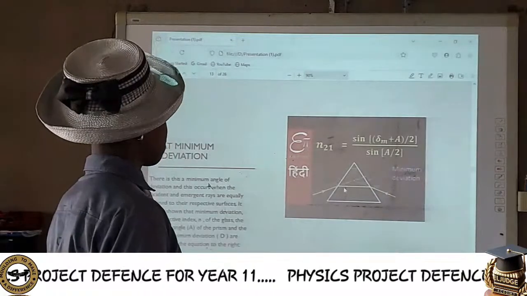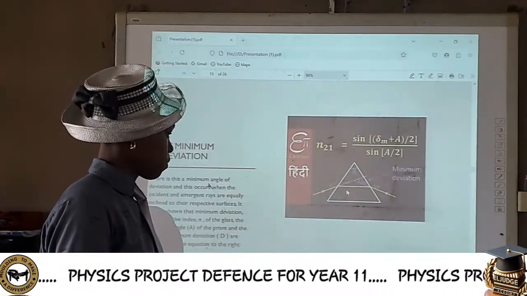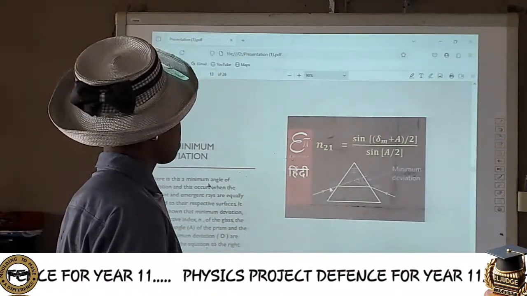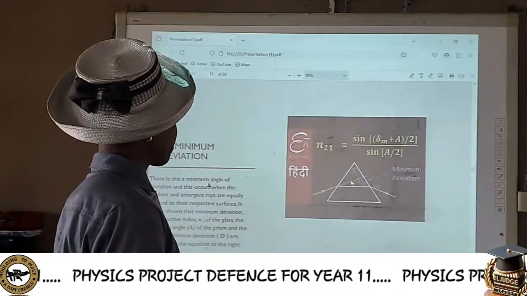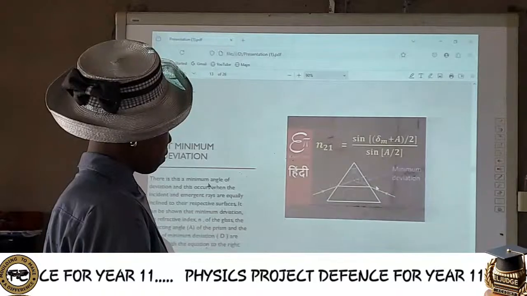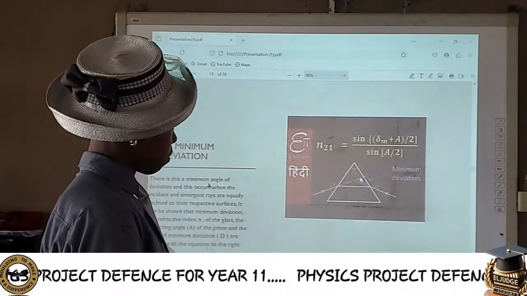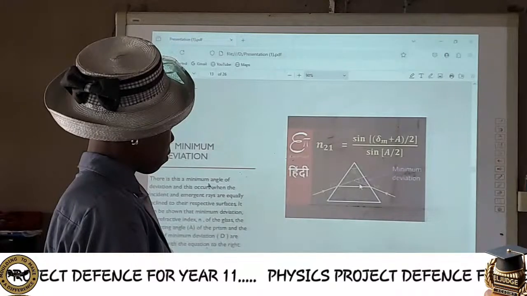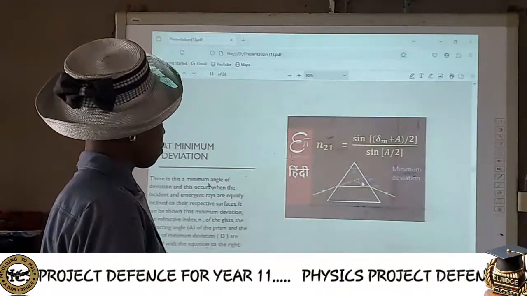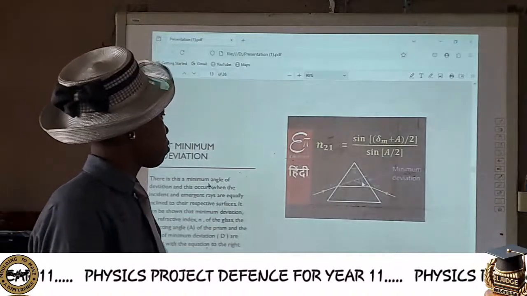Then the angle between the normal and the refracted ray is the angle of refraction, and the angle between the normal and the emergent ray is the angle of emergence. And when you trace the incident ray in the block and you trace the emergent ray back to where they both meet, the angle formed by the two is what you call the angle of minimum deviation. And that's what you need to have explained to us. That would have given you a good grade.